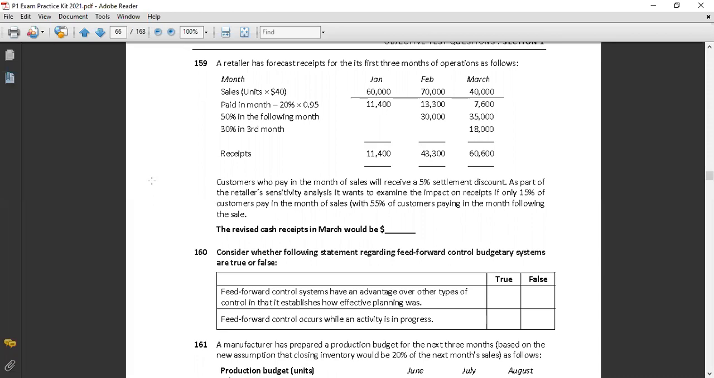With 55% of customers paying in the month following the sales. Find out what the revised cash receipts in March would be.